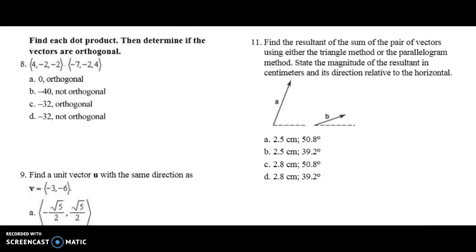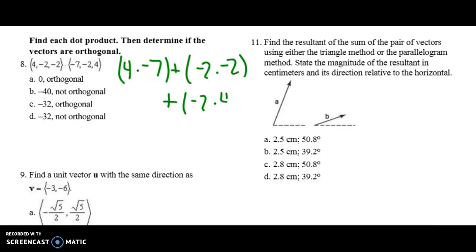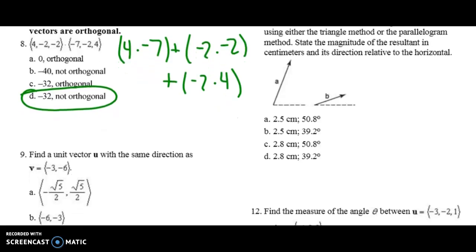Find each dot product, then determine if the vectors are orthogonal. So remember, how we find the dot product is we simply multiply 4 times negative 7 plus negative 2 times negative 2 plus negative 2 times 4. Okay? So I'd get negative 28 plus 4 plus negative 8. I get negative 32. So if it's negative 32, it would not be orthogonal, because for it to be orthogonal, you need the dot product to equal 0.